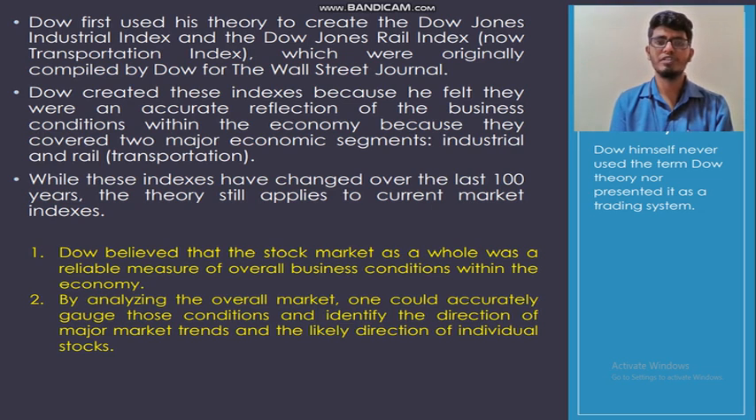Dow first used his theory to create the Dow Jones Industrial Index, as I said, and the Dow Jones Rail Index, now called the Transportation Index, which were originally compiled by Dow for the Wall Street Journal. So for the journal's purpose, he developed this theory. Now this is widely used in stock market analysis. Each and every speculator is going to check the trend. Dow himself did not use the name Dow theory, and he did not present his theory anywhere due to his death. This theory was developed further only afterwards.